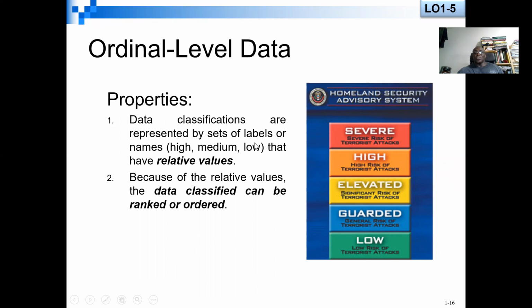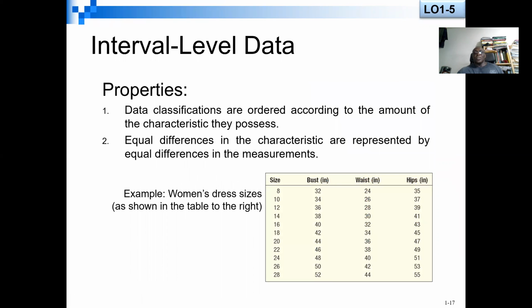So data classifications are represented by a set of labels or names. High, medium, low is in order. Then interval level data classifications are ordered according to the amount of characteristics they possess. So equal differences in the characteristics are represented by equal differences in the measurements. And the only unique difference here is that 0 is something, and I always use temperature as an example.